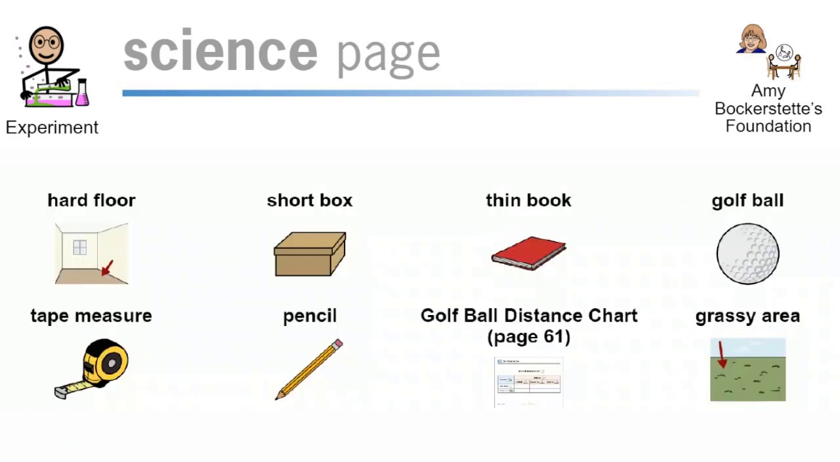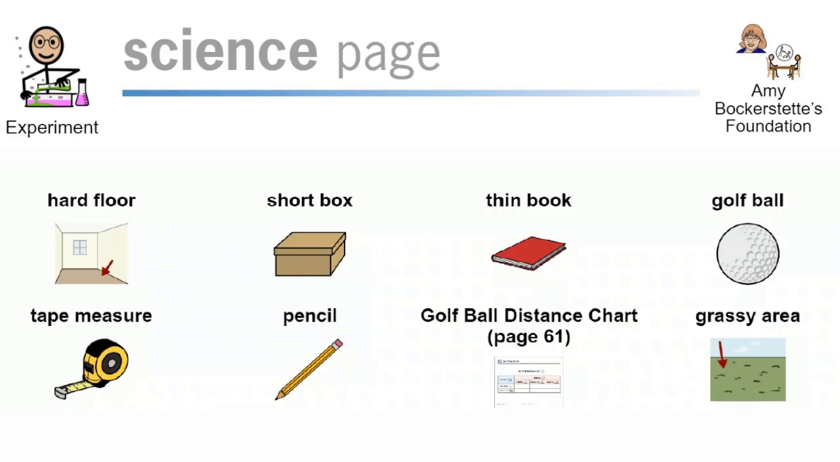For this experiment, we're going to need a couple of things. We'll need a hard floor. We're going to need a short box. We're going to need a thin book. We're going to need a golf ball. We need a tape measure. We'll need a pencil. We'll need our golf ball distance chart. And we're going to need a grassy area.